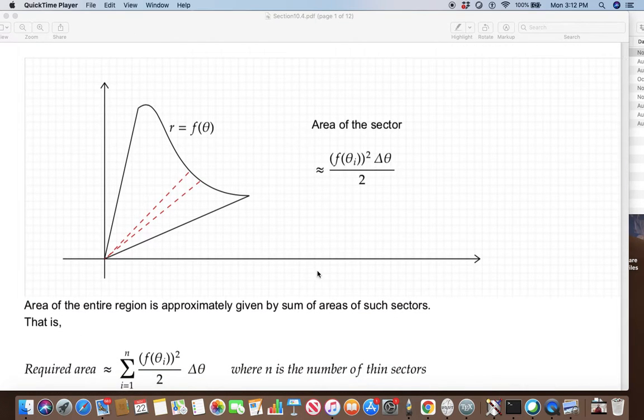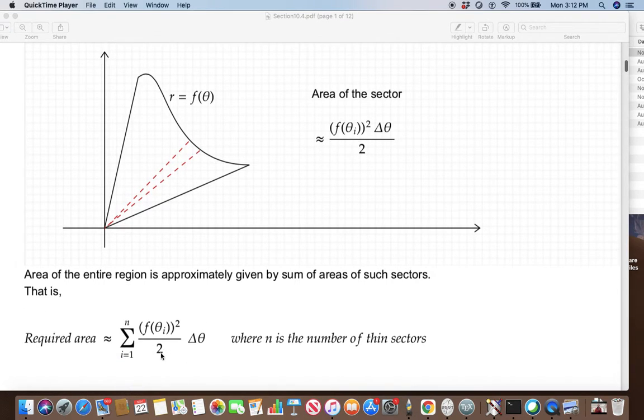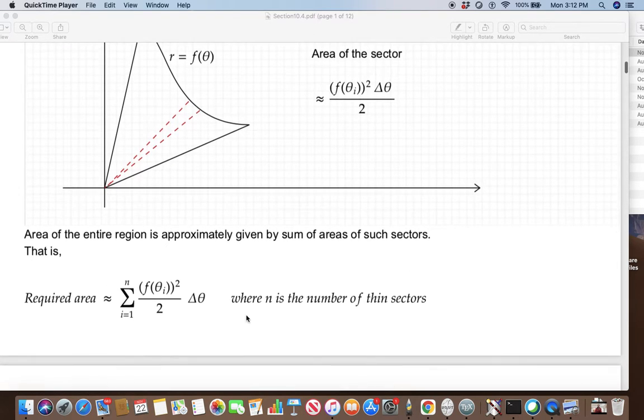Okay. So how do you find the entire area between this angle and this angle? Well, it is the summation of the areas of these small, thin sectors. You may assume that you are taking the same small angle for every sector, the same delta theta. So you have chosen n sectors, so you have n areas. You are adding them up. The required area is approximately this sum.